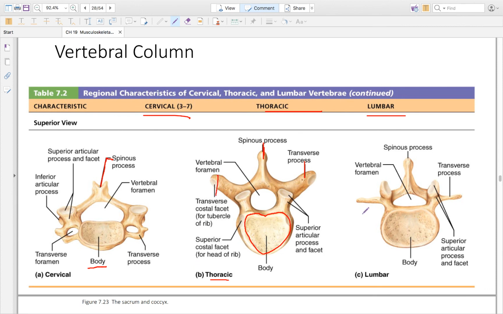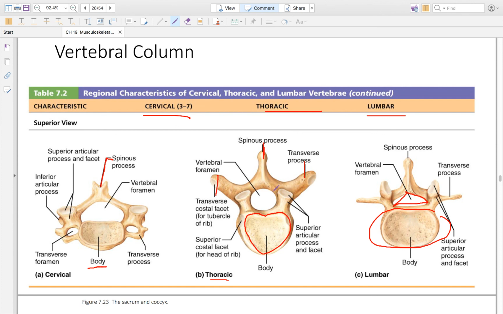Now, the lumbar. What makes it noticeable is it has this oval-shaped body, and then it has this triangular vertebral foramen.